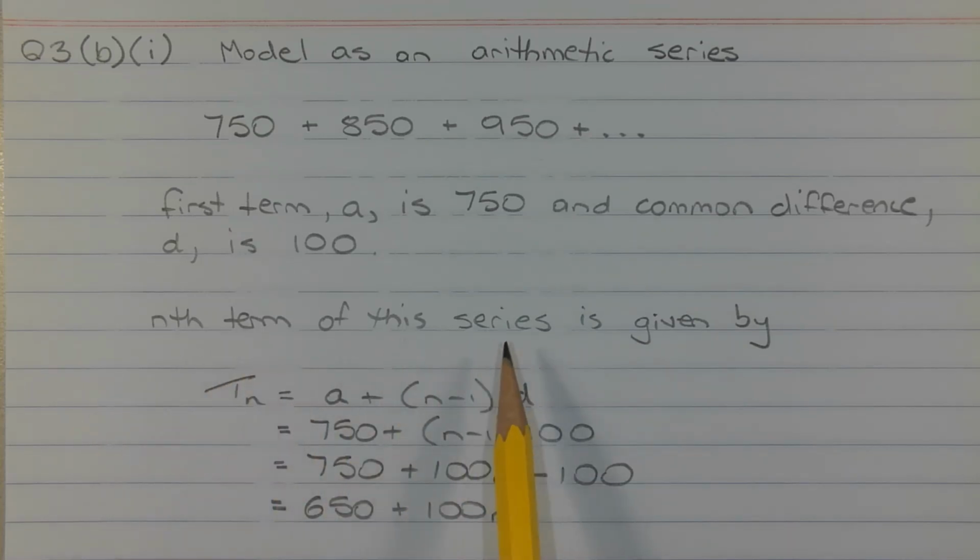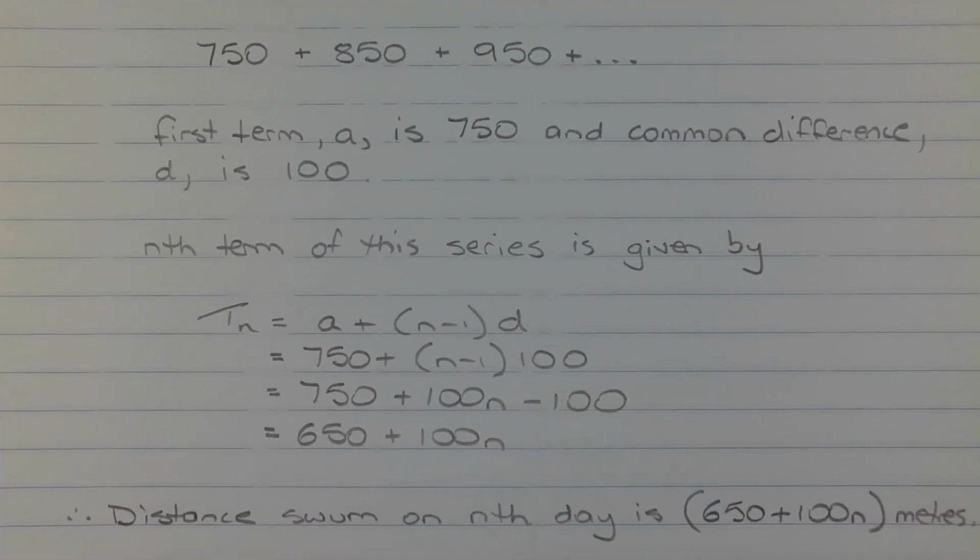Now the nth term of this series is given by Tn, the nth term, is equal to A plus n minus 1 in brackets times D. Now A is 750, D is 100, so substituting those values, we have 750 plus n minus 1 in brackets times 100. Expanding the brackets, we get Tn is equal to 750 plus 100n minus 100. Combining the like terms, the nth term is equal to 650 plus 100n. Therefore, the distance swum on the nth day is given by 650 plus 100n meters.